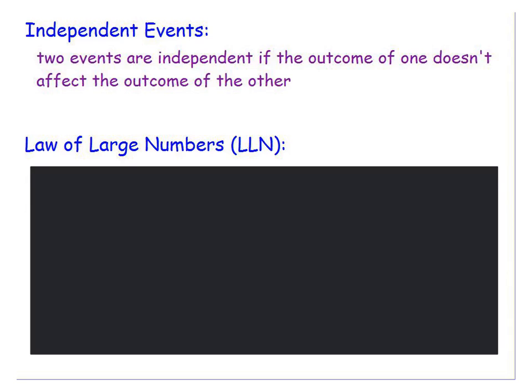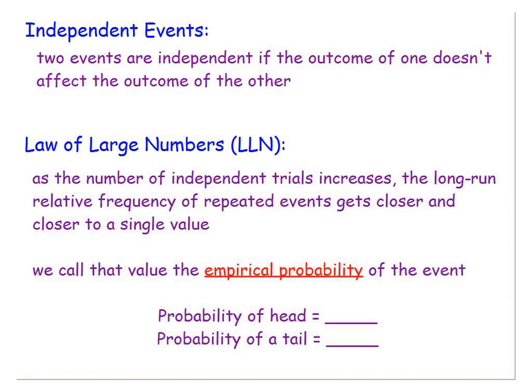Our next vocab word, law of large numbers. This applies to what we were just looking at. As the number of trials increases, the long run relative frequency of repeated events gets closer and closer to a single value. In layman's terms, the more we repeat a random phenomena, like flipping a coin, the closer and closer your probabilities are going to get to a fixed number. And that fixed number is what we refer to as the empirical probability.